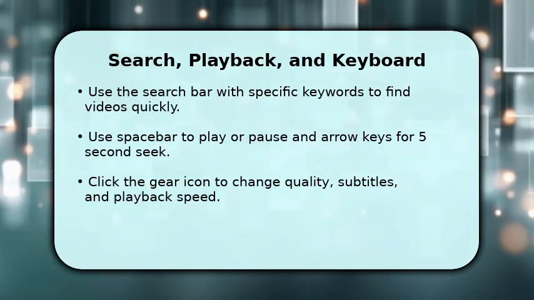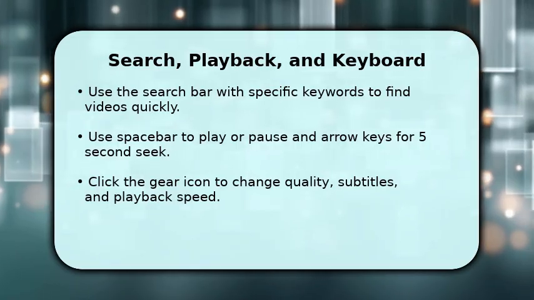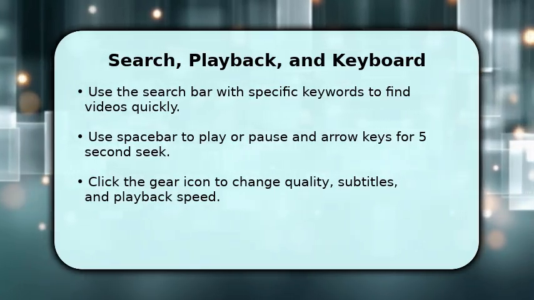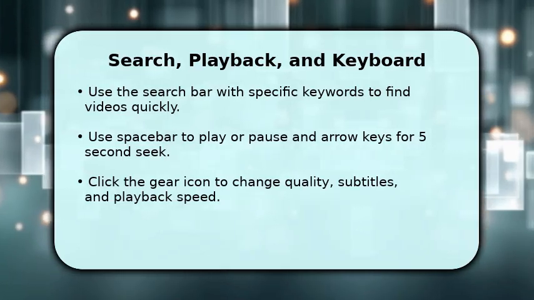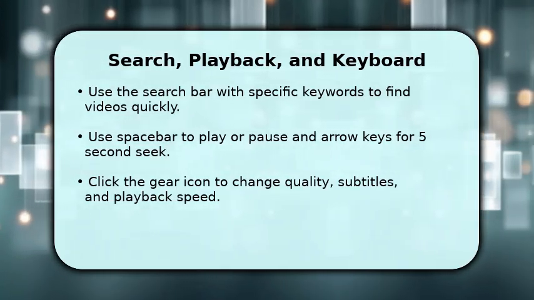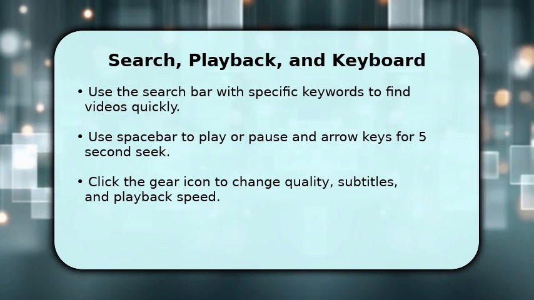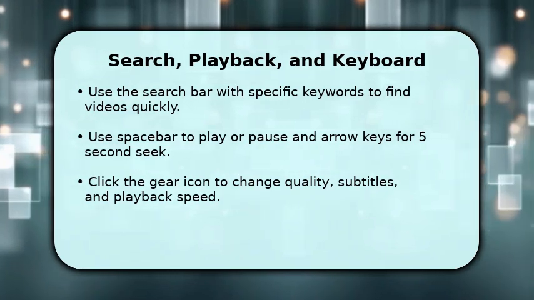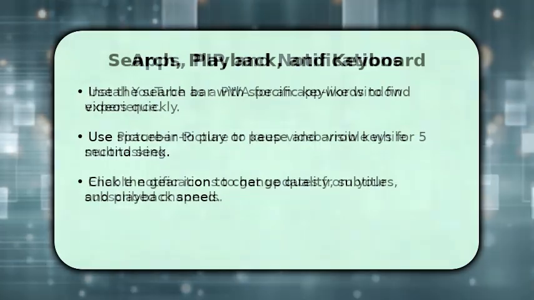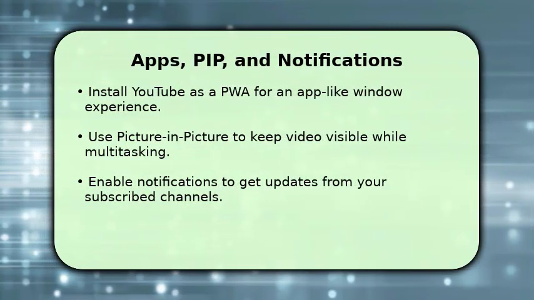Press the F key to enter full screen and the K key to toggle play and pause. Use the M key to mute or unmute audio instantly. Install YouTube as a PWA for an app-like window experience through your browser menu. After installing, pin the app to start or taskbar for quick launching.